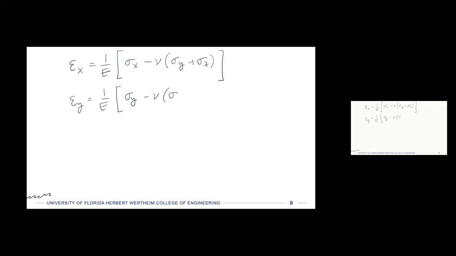So strain epsilon x is going to be equal to 1 over the elastic modulus E. That's in all the terms. Times the quantity of sigma x minus nu, Poisson ratio, and it's minus nu times the stresses in the other direction. So it's minus nu times sigma y plus sigma z. And then we can say the same thing for y and z. So epsilon y is equal to 1 over E times sigma y minus nu times the stresses in the other directions. And strain in Z, the same thing.